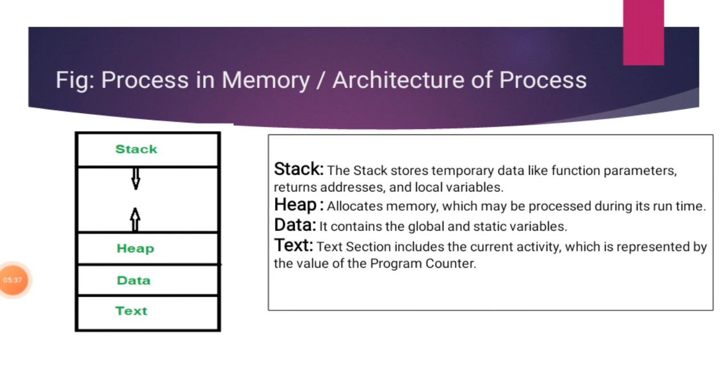So that will be indicated by the program counter. What we mean by the data here is that it contains the global and static variables. So this is how the architecture of a process will go. Stack is there, heap is there, data is there, text is there.